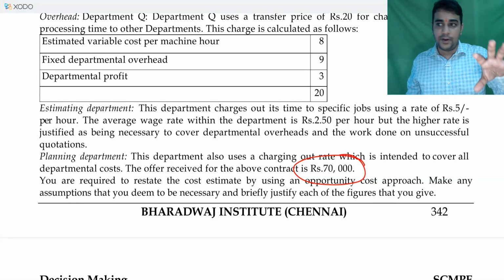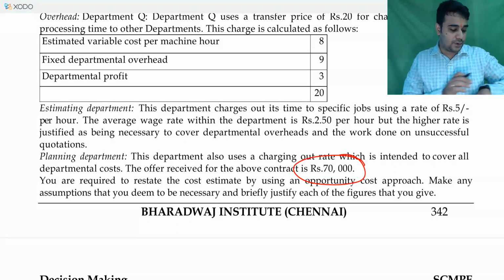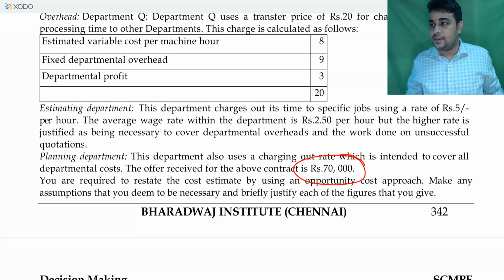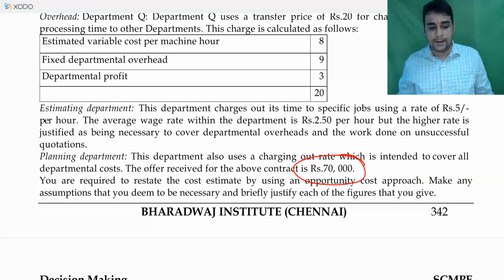Whatever you learnt on relevant cost of material and labor will continue in this question. On top of that, some extra things you will learn. Something called how do you take the relevant cost of an item like in-house consumption. All of that you will understand in this question.